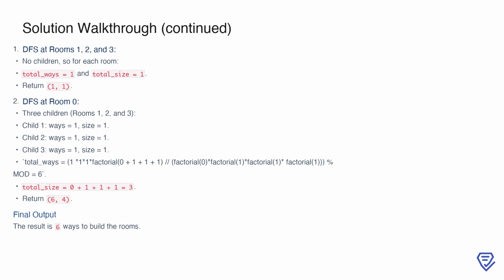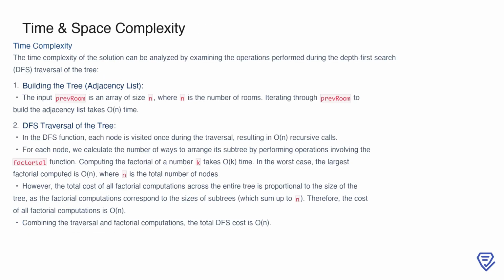This concludes the walkthrough of all 3 examples, demonstrating how to calculate the number of ways to build rooms in different tree structures. To analyze the time complexity of our solution, we start by looking at the operations involved in the depth-first search traversal of the tree. First, building the tree as an adjacency list takes O(n) time, since we iterate through the prevRoom array of size n to establish parent-child relationships. Next, the DFS traversal visits each node exactly once, leading to n recursive calls.